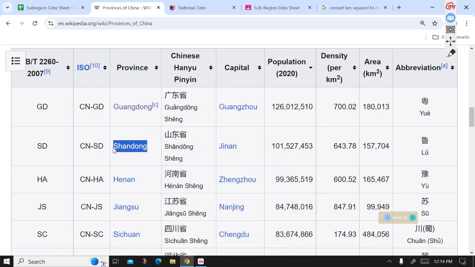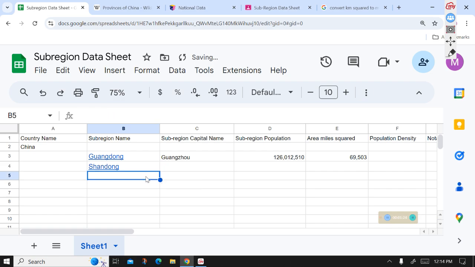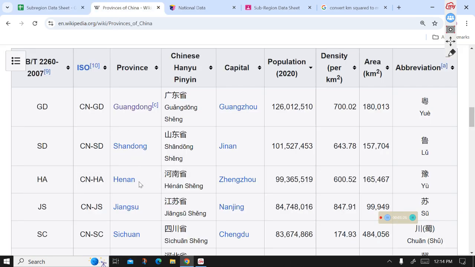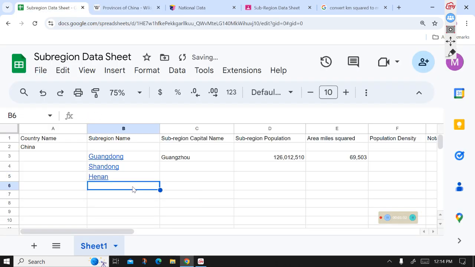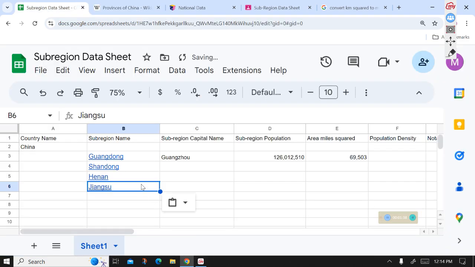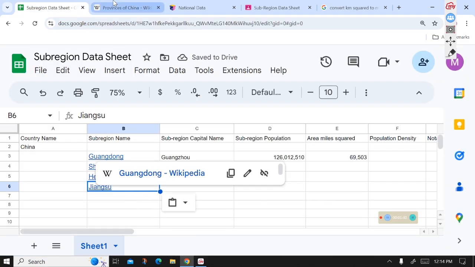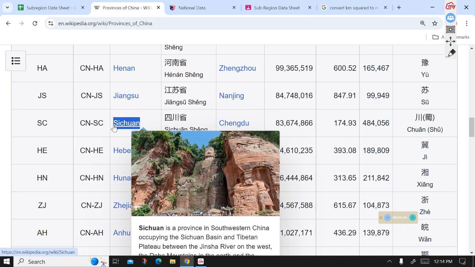So I'm going to add that into the next cell. Then I would get the next province, which would be Henan province. So I take Henan province and I put that here. Then I'm just going one at a time. We see Jiangsu province and so on and so on. So you would continue this process until you have the top 10 provinces of China, because we're only going to do the top 10 by population.